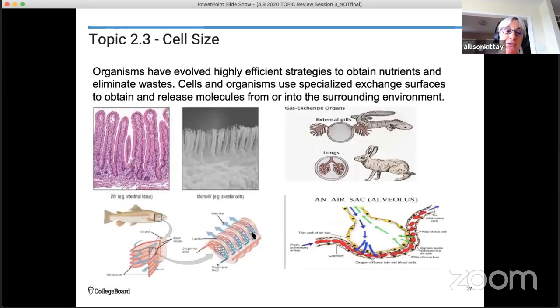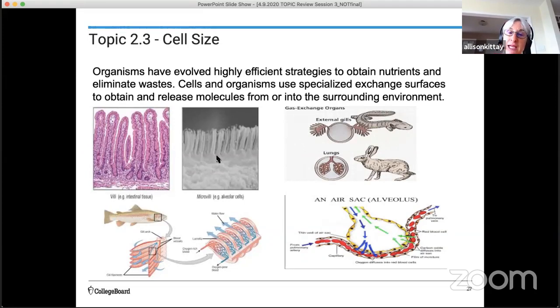So here are some examples of different strategies to obtain nutrients and eliminate waste that organisms have evolved. If you look over here, this is what your intestinal cells look like. So you know that you absorb all the nutrients from the food that you eat through your small intestine, and your intestine is lined with these projections, and these projections are called villi. And again, those folds increase the surface area so that you can absorb as many nutrients as possible.